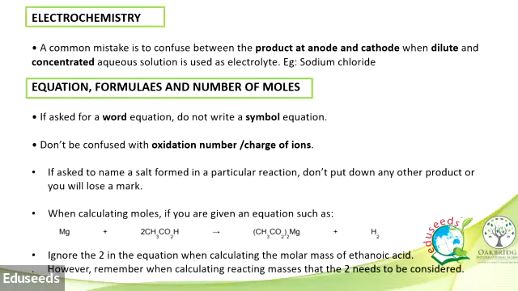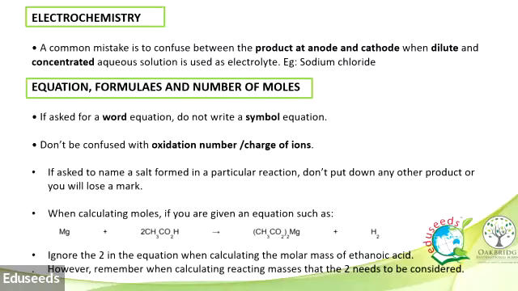Next, let's continue. Electrochemistry. A common mistake is to confuse the product at the anode and cathode when a dilute or concentrated aqueous solution is used as electrolyte. This only happens when an aqueous solution is involved, not for molten condition. If it is a molten salt, there will be no confusion because only one anion and one cation are present. But in aqueous solution, we have 2 cations and 2 anions present. So you need to select which ion will be discharged at the electrode.